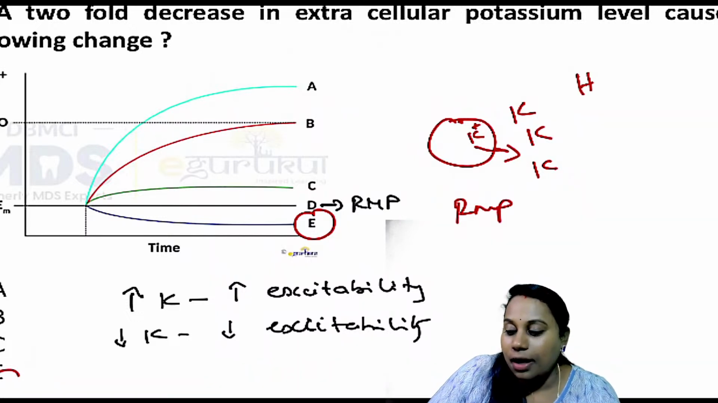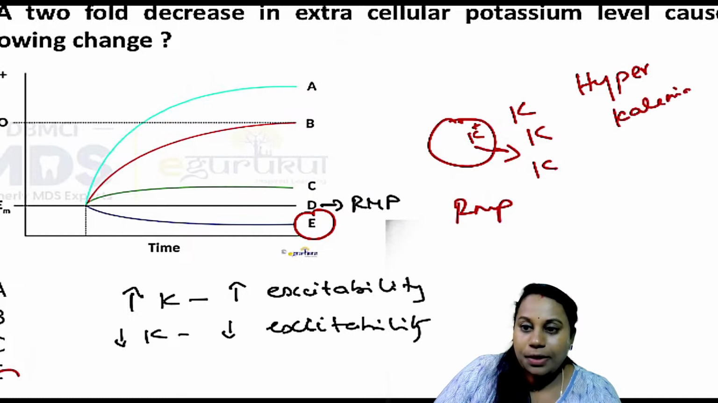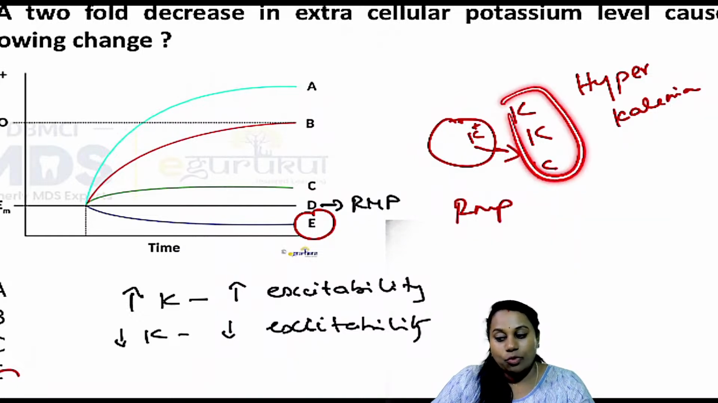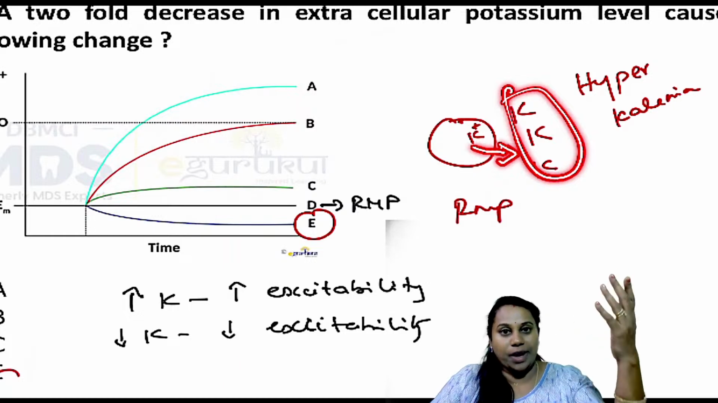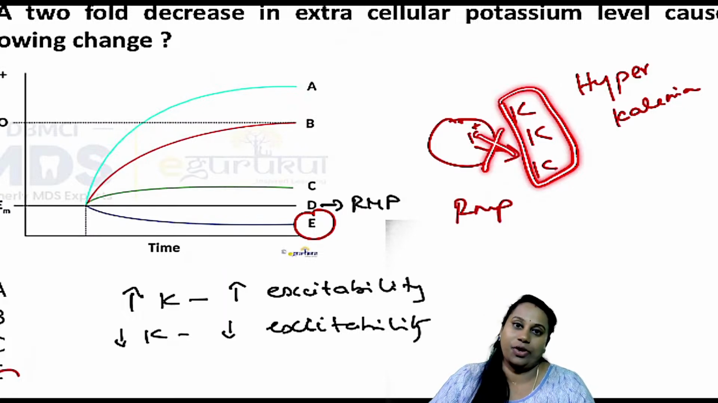But in hyperkalemia, there is more potassium outside. If you have more potassium outside, this potassium can't move against the gradient. It can't go from low to high. It's very difficult. So if potassium increases outside, this gradient is destroyed.